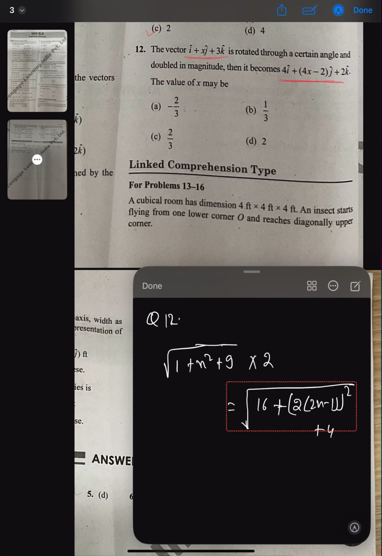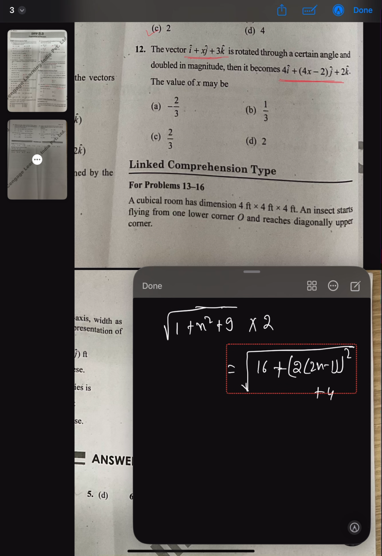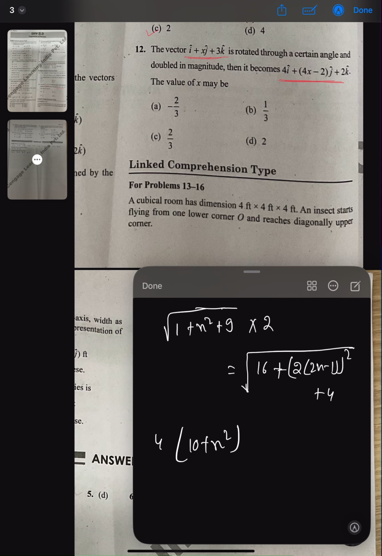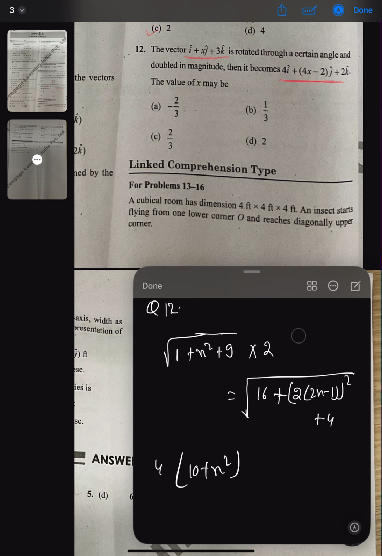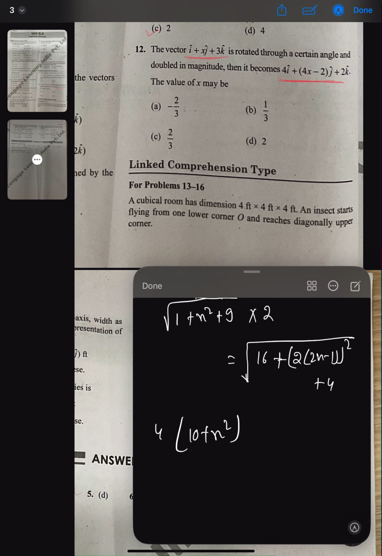So squaring both the sides, it will be 4 into (10 plus x square). See, when I am squaring both the sides, 2 is outside this square root, so 2 will be squared and the root will simply be removed. So this will be equal to 16, 4, 20 plus 4 (2x minus 1) whole square now.